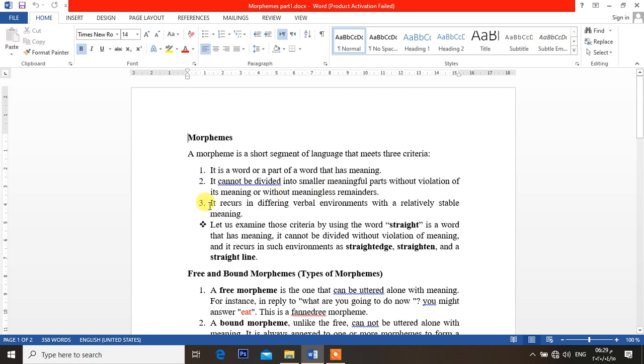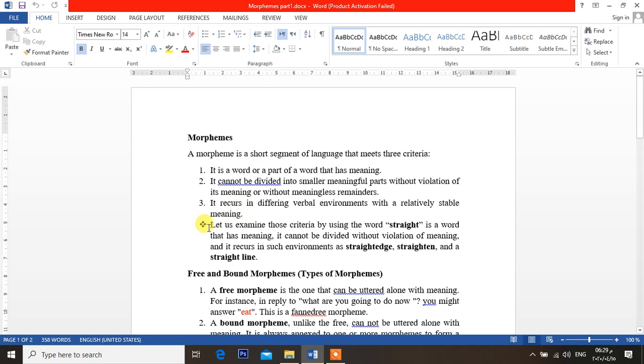The third criterion: it recurs. It means it comes in differing verbal environments with a relatively stable meaning. For example, we can see this morpheme in different sentences or different parts of speech.